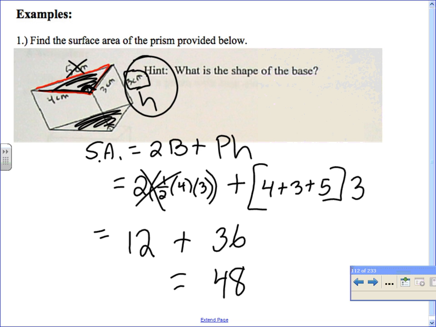Okay, I want you guys to do one more real quick. Let's look at number 2. I'm going to have you guys do this one, then I'll explain your homework. So carefully look at number 2 with me up on the board.